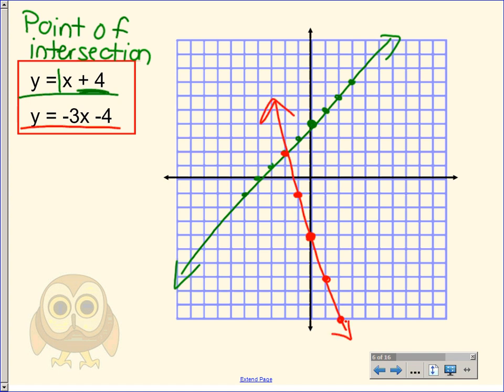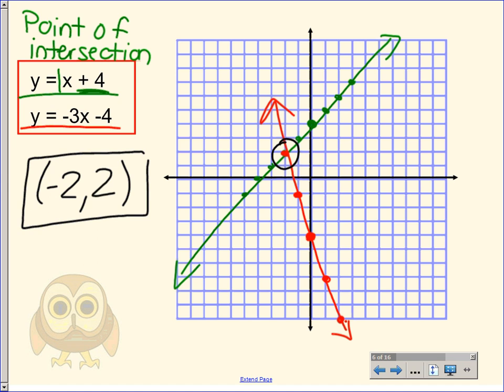I'm going to draw my red line. So my solution is this point right here where they intersect. The ordered pair of this happens to be negative 2, positive 2. So that means the solution to this system of equations is negative 2, positive 2.